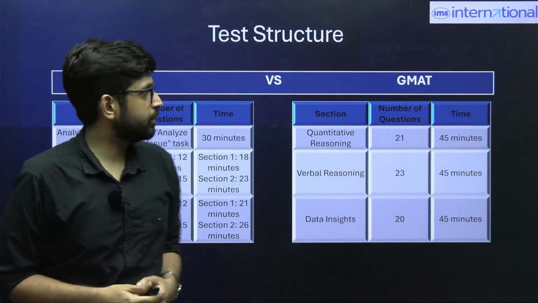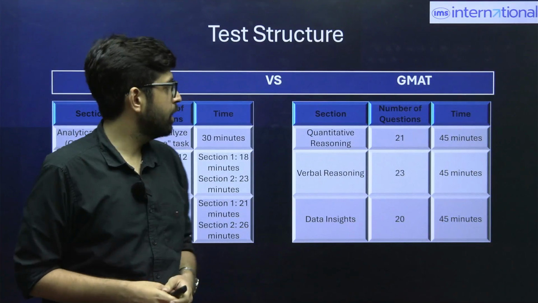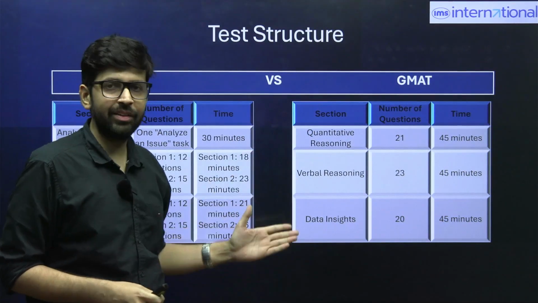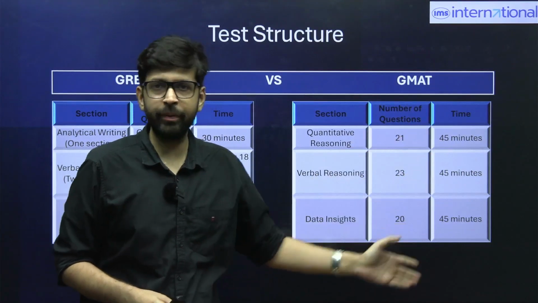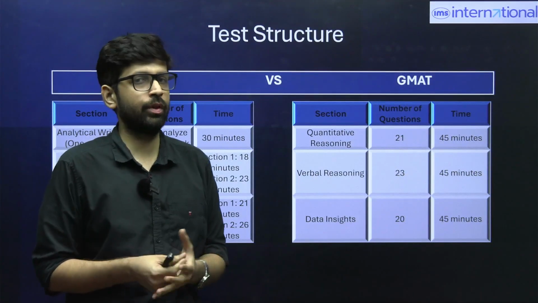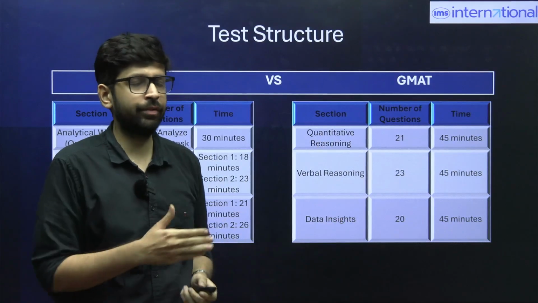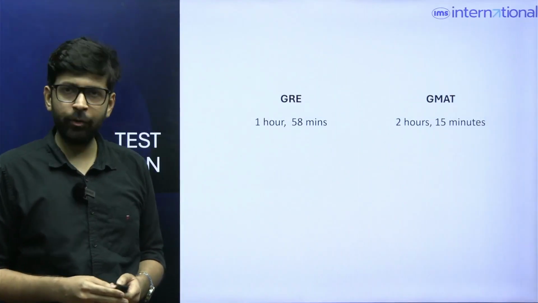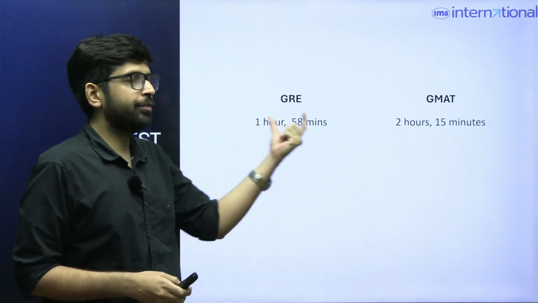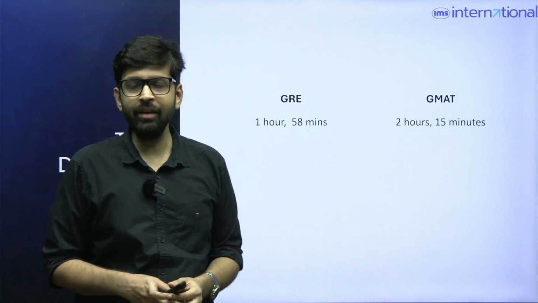If we look at the GMAT pattern, you will find only 3 sections: quantitative reasoning, verbal reasoning, and data insights. In all the 3 sections, you will have 45 minutes to solve, but the number of questions would vary. 21, 23, and 20 is what you will find in these respective sections. So, if you look at the entire time, overall, you would be getting 1 hour 58 minutes for your GRE, and for your GMAT, you would be getting 2 hours and 15 minutes.